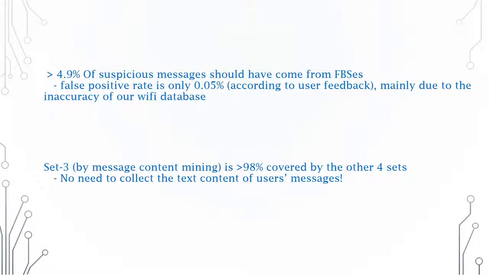The other key aspect is that set 3, which is the results from method 3, comprising message content mining, the machine learning method, whatever it identifies is actually already also identified by the rest of the four methods. So we can safely ignore method 3, and this is effective because there is no need to collect the text content of users' messages, thereby being a little more ethical and not looking into or violating user privacy.